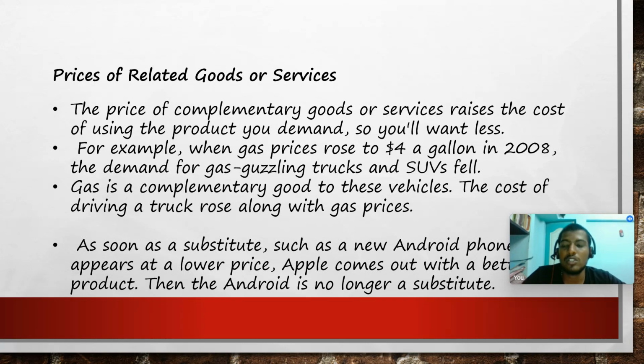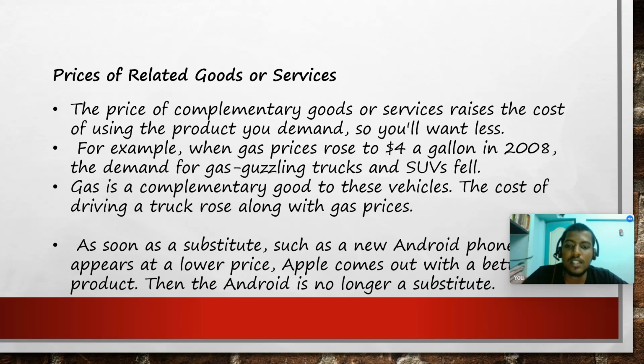Next, we are going to discuss prices of related goods and services. A rise in the price of complementary goods and services raises the cost of using the product, so you will want less. For example, when gas prices rose above $4 a gallon in 2008, the demand for gasoline trucks and SUVs fell. Gas is a complementary good to these vehicles. The cost of driving a truck rose along with gas prices.